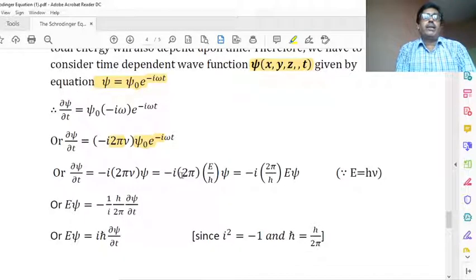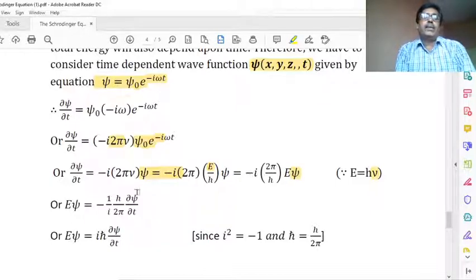i square is equal to minus 1, 2 pi nu t. And we may write minus i 2 pi. Actually nu is replaced. You know that E is equal to h nu. Here E is equal to h nu, so nu is equal to E by h. I am writing E by h here. And this h is attached with the 2 pi, and we make E free here, attached with psi.